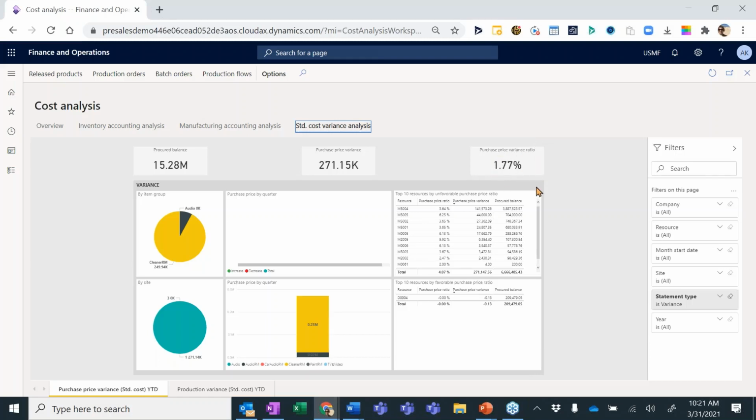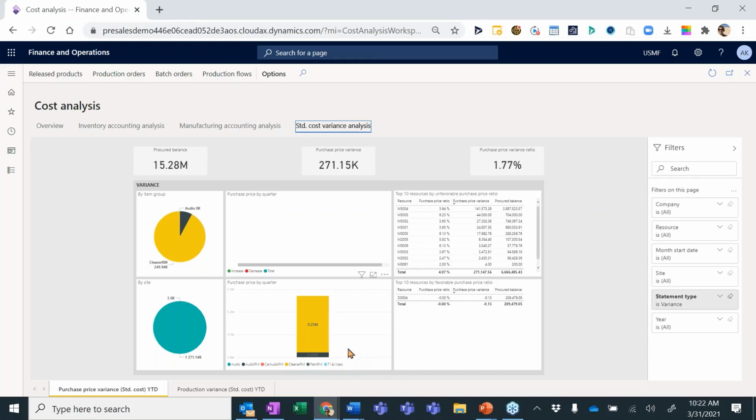So this is one of those little KPIs that's giving us a nice indicator that we're 271,000 over standard, but how much are we buying? 15.28 million. This graph is taking this pie chart here, so the blue and the yellow, and it's looking at by quarter. So I can see by my item groups, which item groups are running less true to standard.